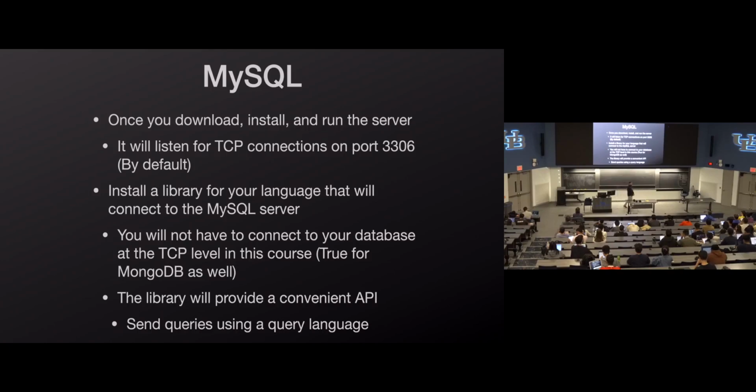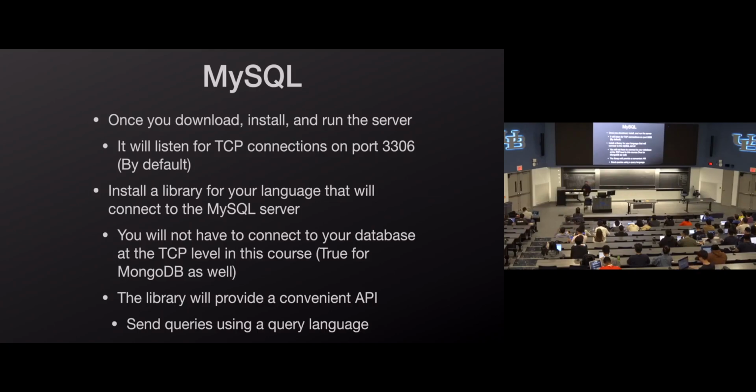So each one of them is going to be a TCP server that's going to wait for TCP connections and connect via TCP. We're not going to mess around at the TCP level. We're going to use libraries to make our connections. But databases are separate pieces of software running on your machine that connect using TCP.